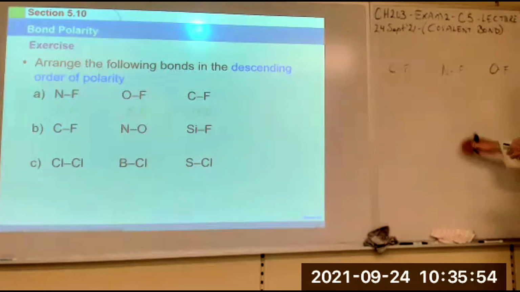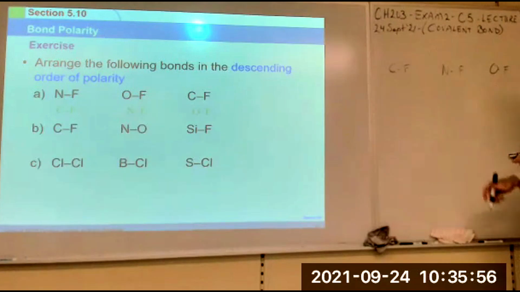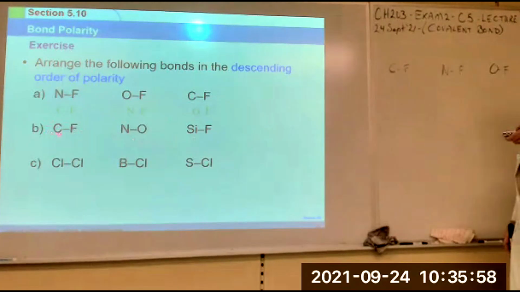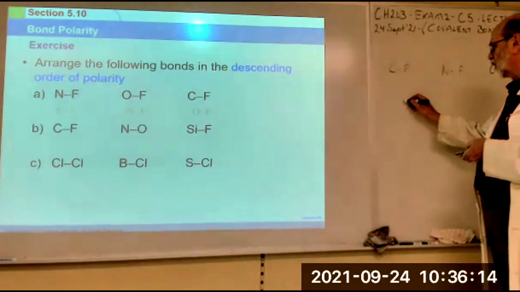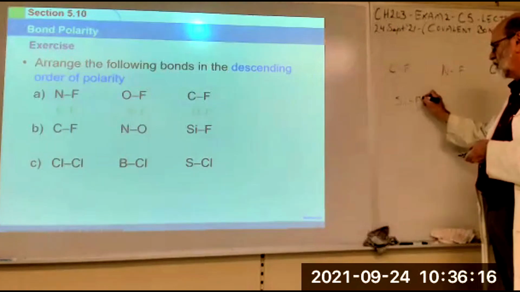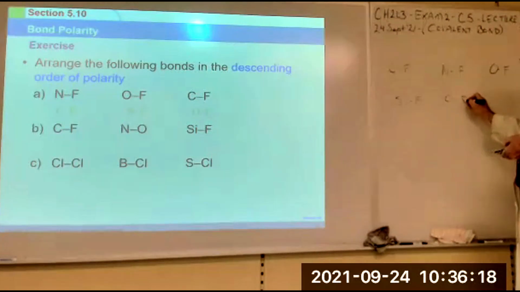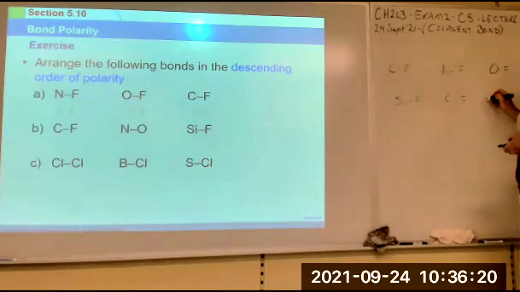Right? Carbon, nitrogen, oxygen. Now we're getting into different pairs. So we look at the distance between the two. Which one's the farthest apart? Let's see. Carbon, fluorine is pretty far apart. Nitrogen, oxygen is close together. Silicon, fluorine is pretty far apart. I say silicon, fluorine would be the most polar. And then the next would be carbon, fluorine. And then nitrogen, oxygen.